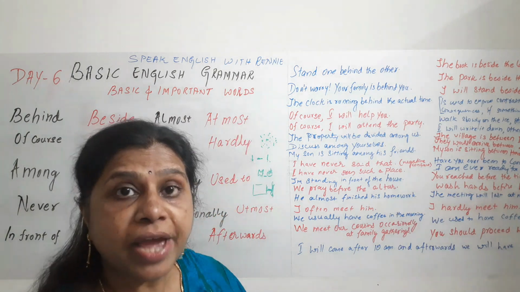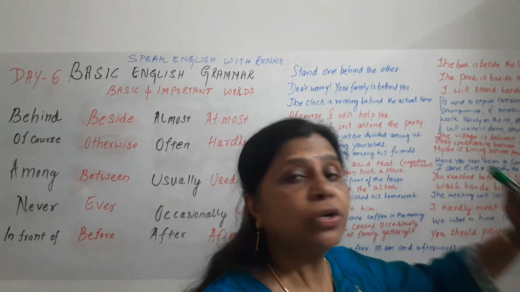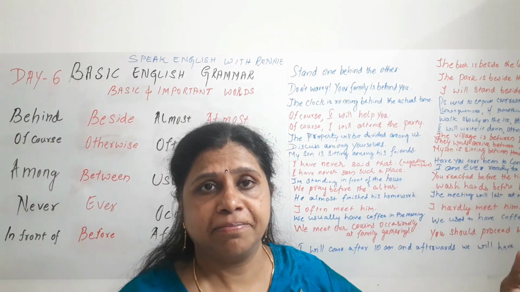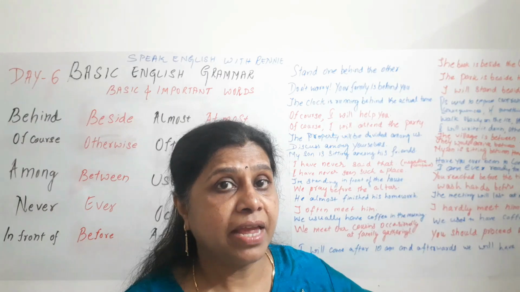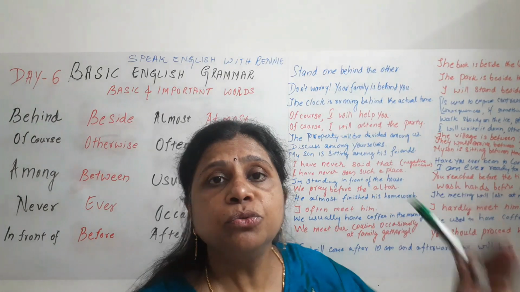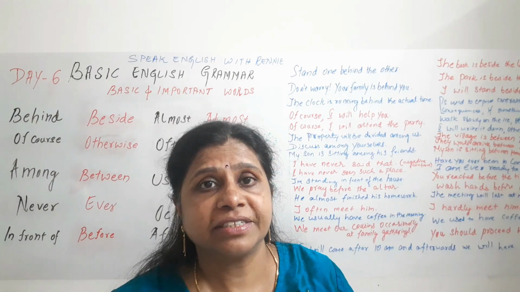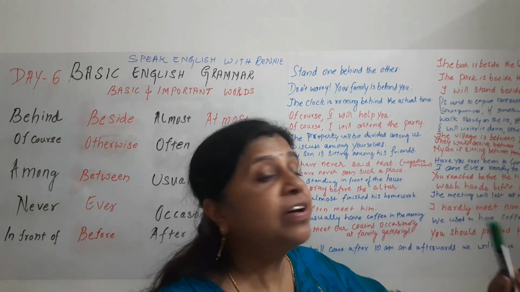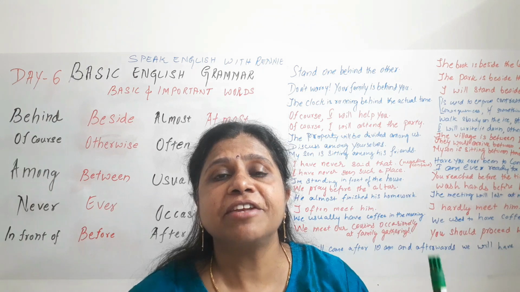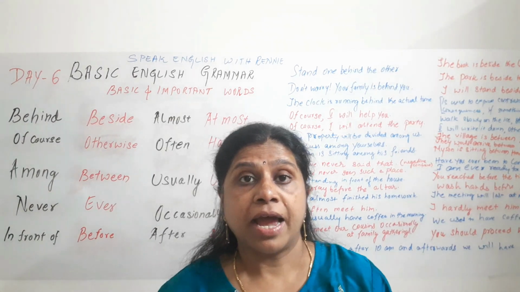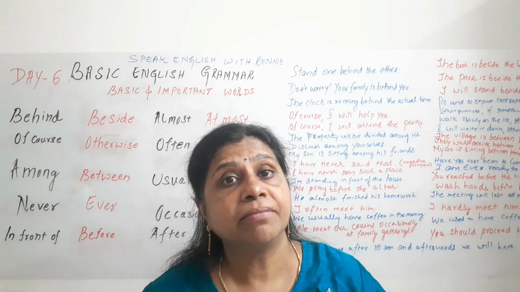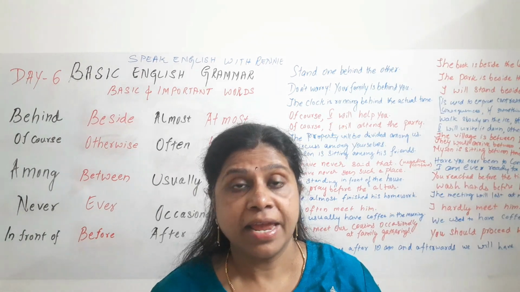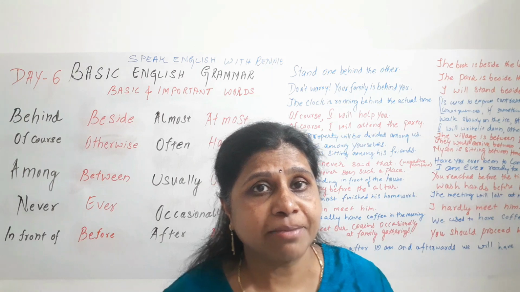Alright? And coming to ever, have you ever been to London? That means at any time. Ever is at any time. And remember that ever we use for positive things. Have you ever been to London? I am ever ready for the party. That means I am always, at any time, ready for the party. So never is not a single time. Ever is at all times. Next one.